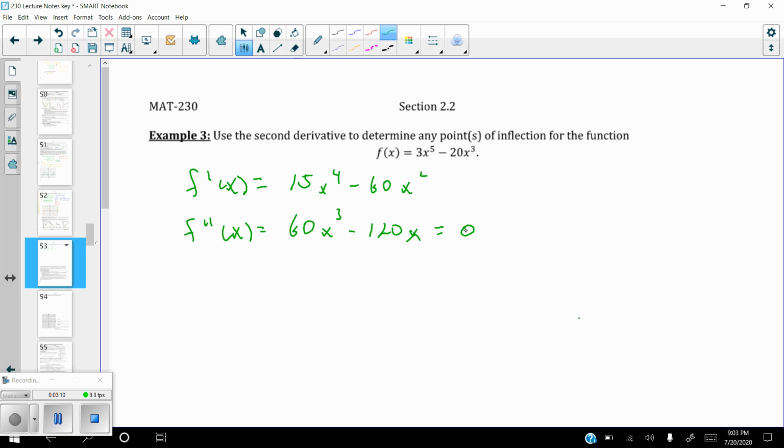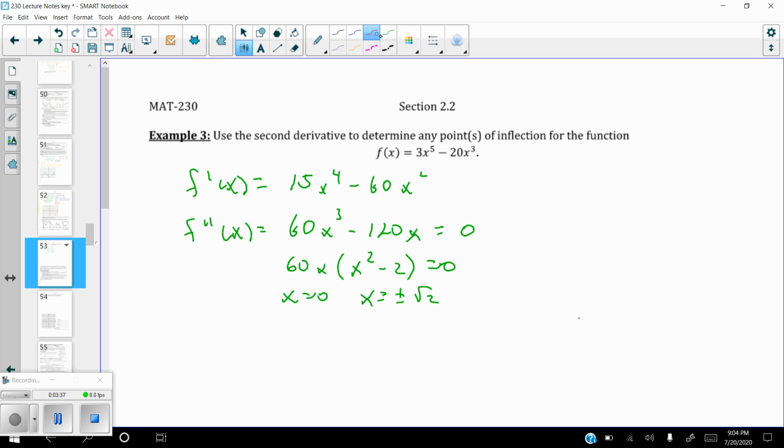Let's go ahead and factor out. It looks like we can factor out a 60x, which is going to leave x squared minus 2. So either x is 0, or in the second one, you've got to be careful here, x is going to be either plus or minus the square root of 2. Not a nice number to deal with, but we'll still work with it.